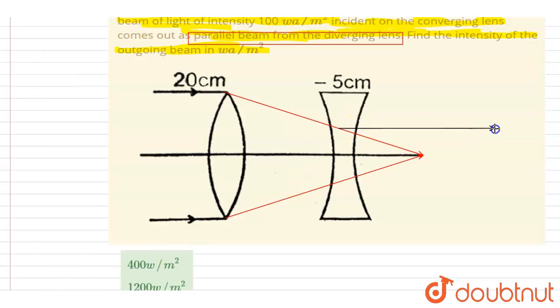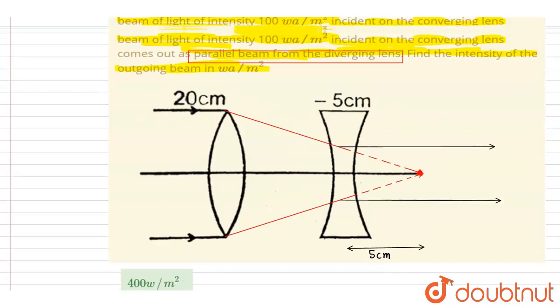If you see, it was directed toward the focal point, and this length was 5 centimeter, right? This length was 5 centimeter, and after the refraction it goes parallel, right? So in the question it is said that it goes parallel here. So if you see here, the light rays are not actually meeting, it was directed in this direction.